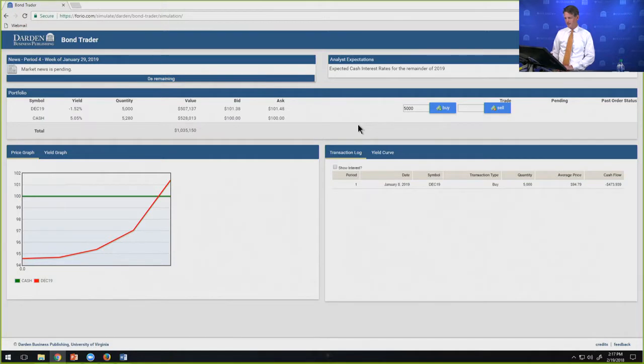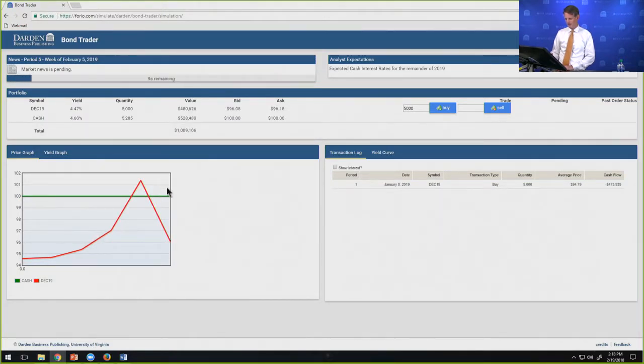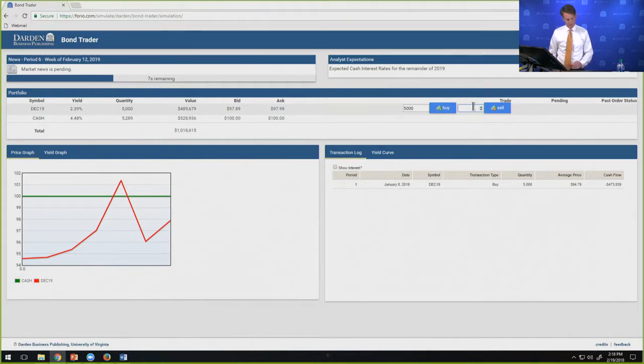Okay, so tremendous buying pressure there has pushed the price above 100. Okay, now we're back and forth. So we're getting dramatic back and forth as we work out pricing on this. So we can short. I'm going to go ahead and short 10,000, given that the yield is so low.